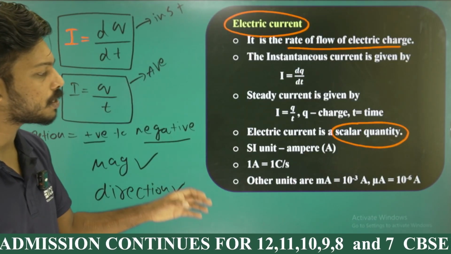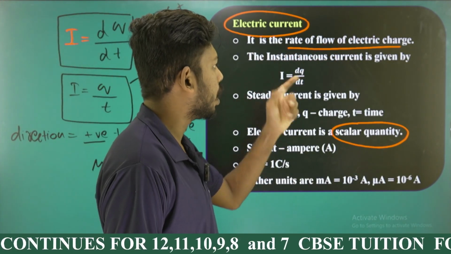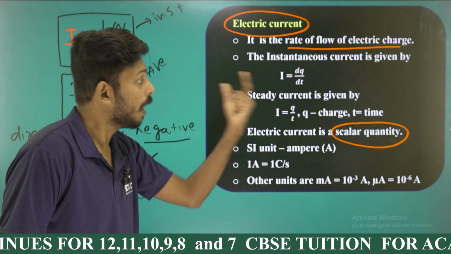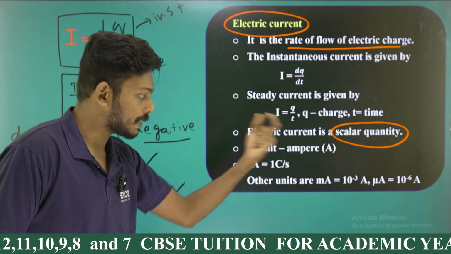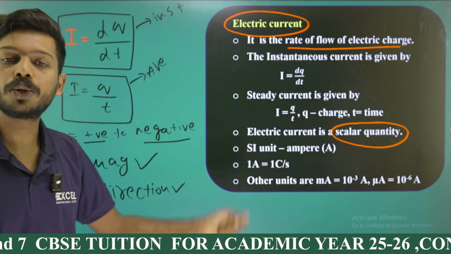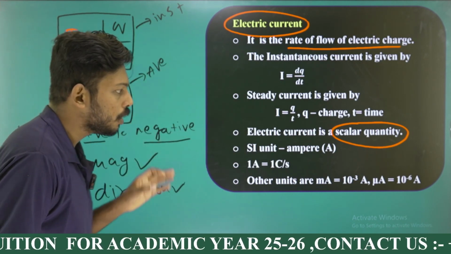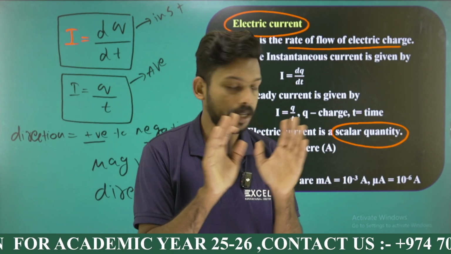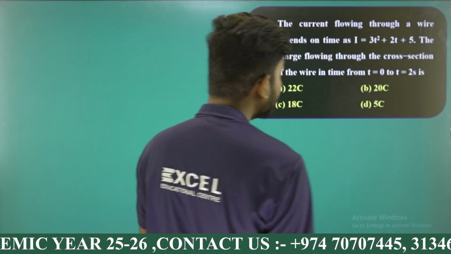So these are the topics you should know about electric current. It is the rate of flow of electric charge. The instantaneous value is given by dq by dt, and the average value is given by Q by T. Electric current is a scalar quantity. Its SI unit is the ampere. What is meant by 1 ampere? 1 ampere means 1 coulomb per second. These are the basic topics you should know about this section. Okay, clear? So we can go to the first question.